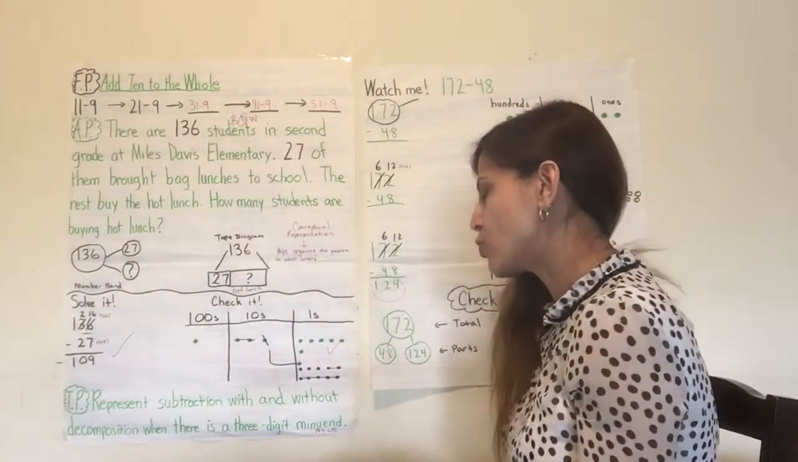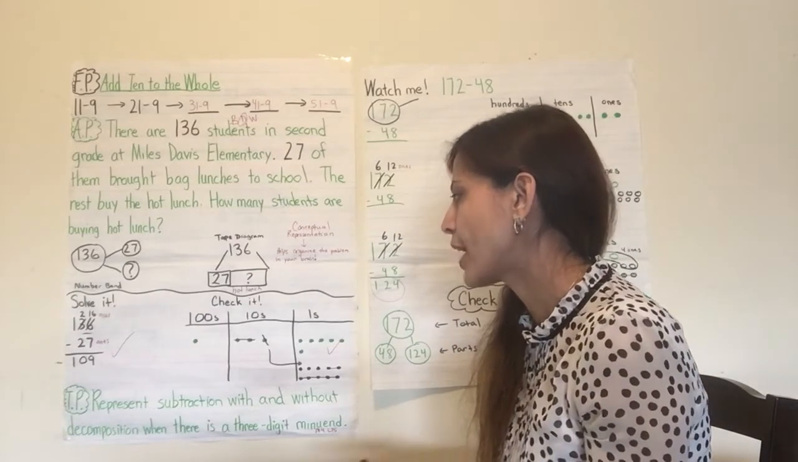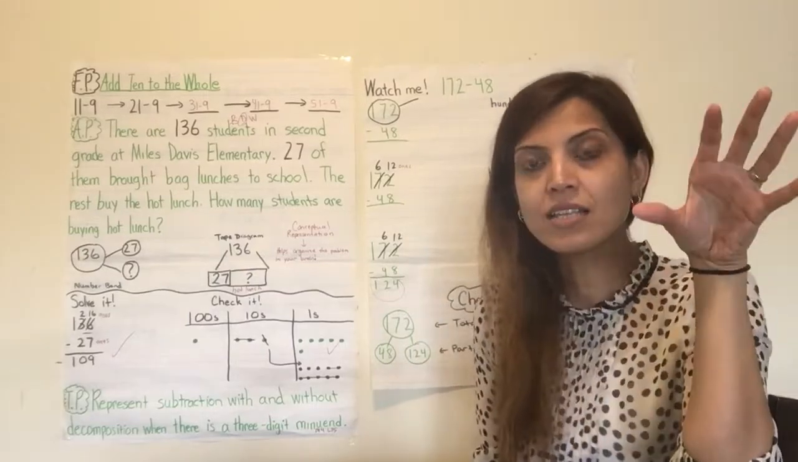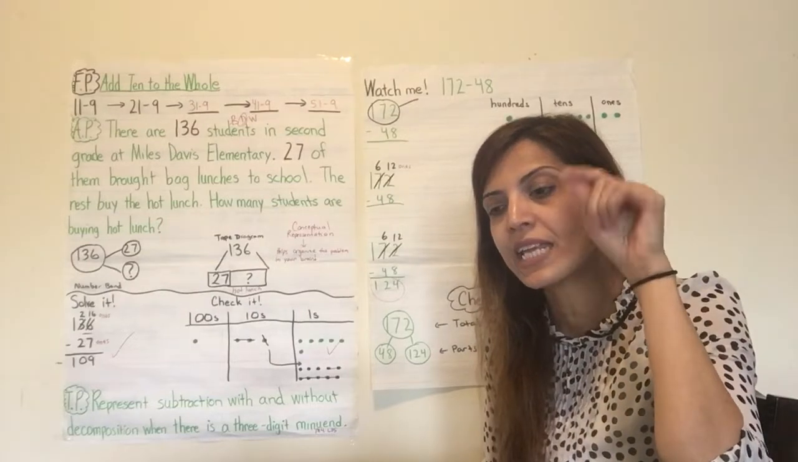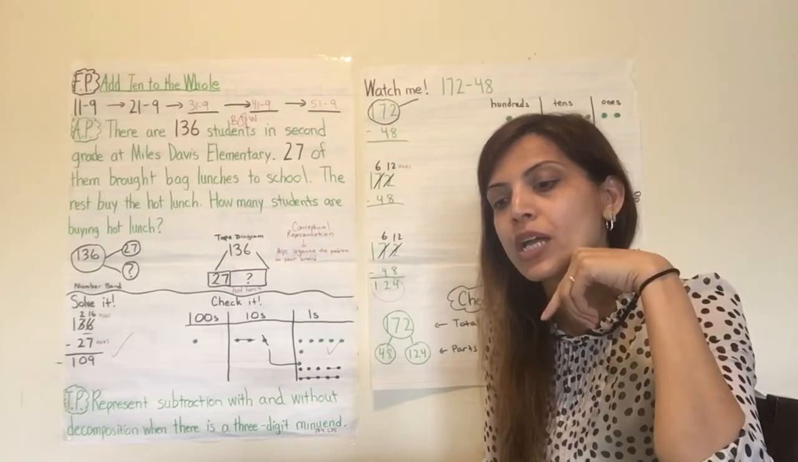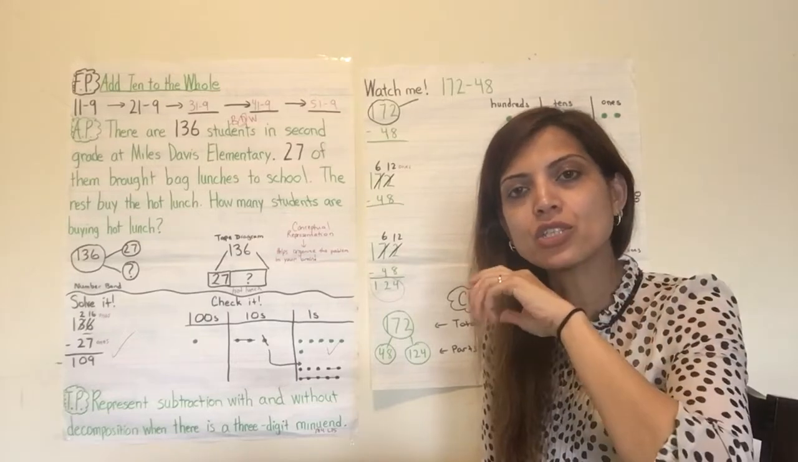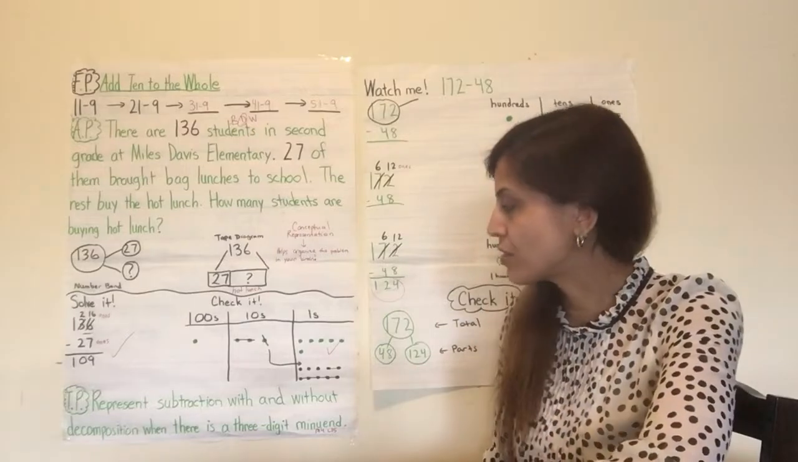Now, moving on to our conceptual development. Represent subtraction with and without decomposition when there is a 3-digit minuend. Okay, same learning objective as the last lesson, lesson 14. However, the only difference here is we're adding a second way of checking your work, which involves addition. So we're using addition to check our answer, okay? And I'll explain that process in a few minutes.